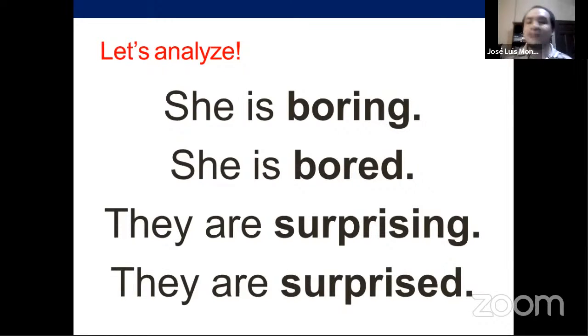Good, very good. That's a great explanation, Andrea. You remember that very well, and it's very accurate. That's it. Ing, it's producing or it's causing the feeling. Ed, it's an emotion that you are feeling, right? So she is boring, it means that she's a boring person, a person that causes, that produces boredom. But she is bored means that she feels boredom. She feels that sensation or that emotion. The same with surprising or surprised.